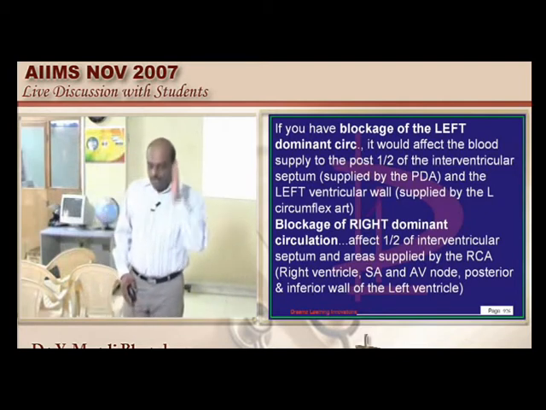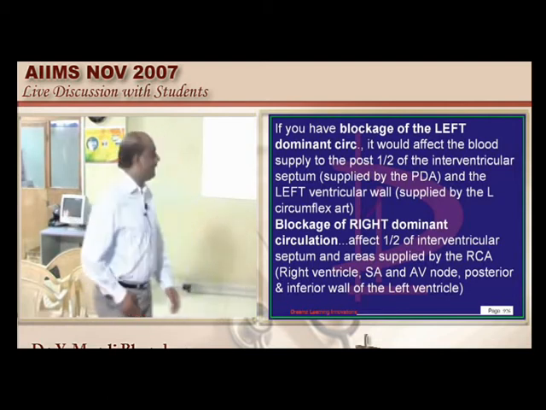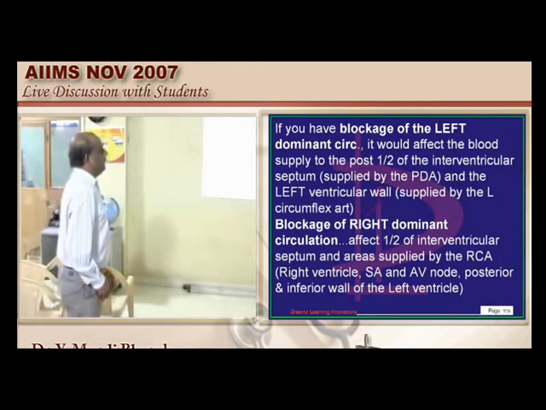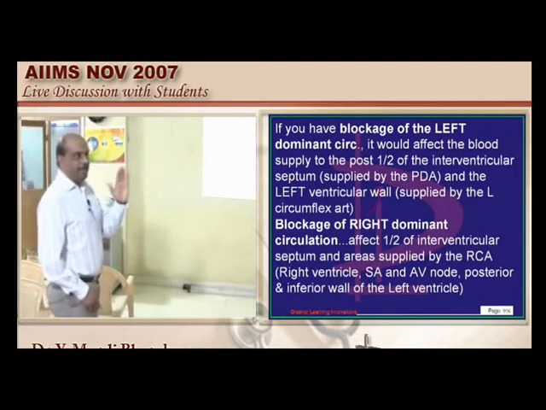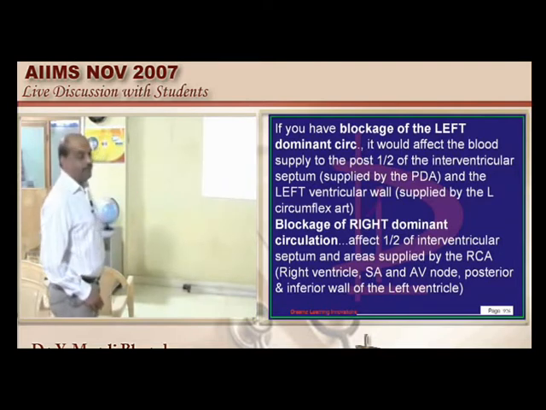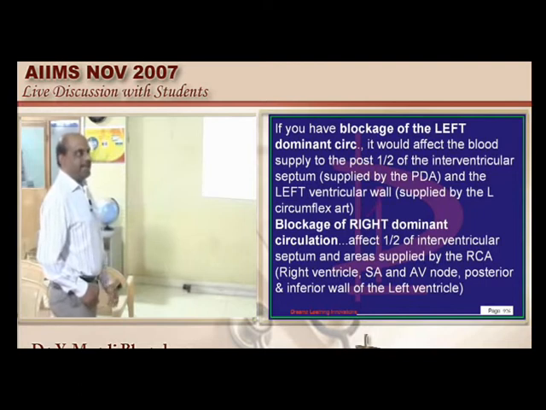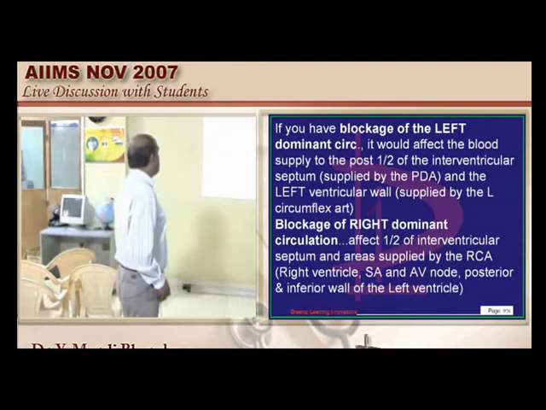If the individual is left dominant and has an occlusion, then what will happen? If the blockade is in the left dominant circulation, then the posterior half of the interventricular septum and the left ventricular wall, which is supplied by the left circumflex, both will suffer ischemia. Suppose he is a right dominant individual, then half of the interventricular septum, which is supplied by the RCA, and the right ventricle, SA node, AV node and the inferior wall, which are also supplied by the RCA, all become affected. So you are very sure what the importance of these two types of circulation is.